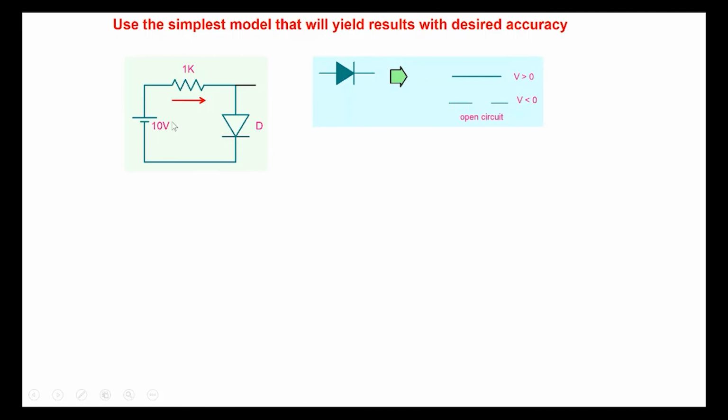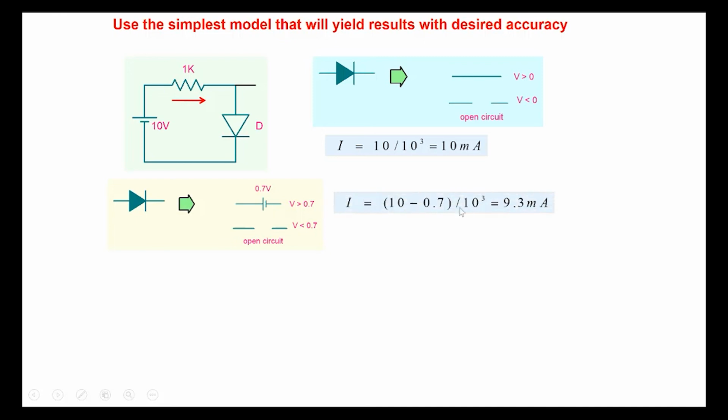So if we take a circuit like this, and if I deploy this simplest model, the ideal diode model, well, I will get a result which is very quick, 10 by 10. I don't even have to do the calculation. We know that the diode is forward biased, 10 by 1 gives me 10 milliamperes. So that's the advantage of the simplest diode model. In the next case, I replace it by 0.7 volt here.